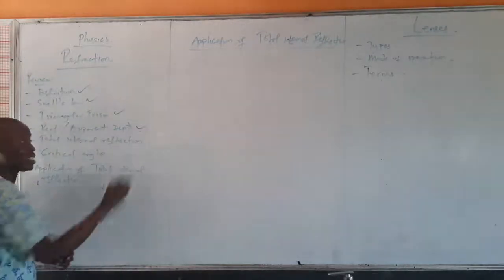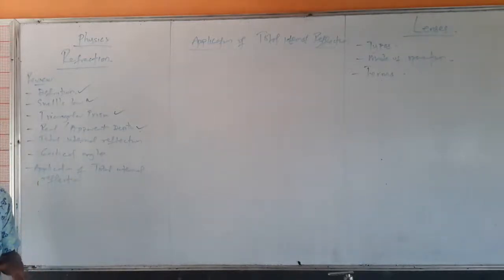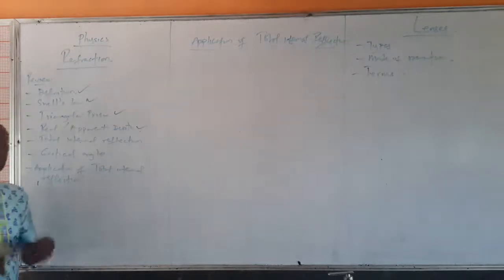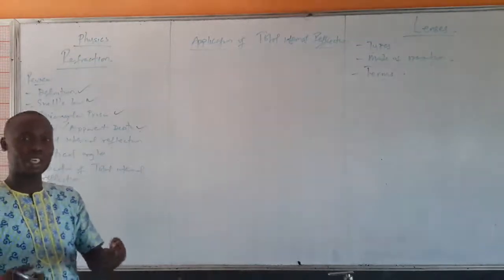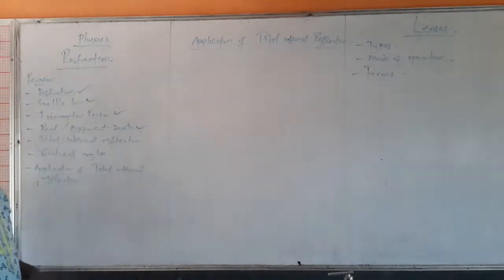We also talked about the refractive index in terms of the real depth and apparent depth. The real depth is the actual depth of the object in the new medium, while the apparent depth is where you see the object to be in the medium. So the real depth and apparent depth can also be used to calculate the refractive index of the material.